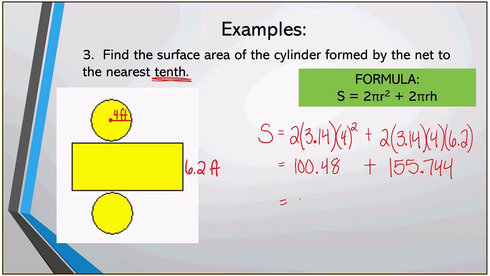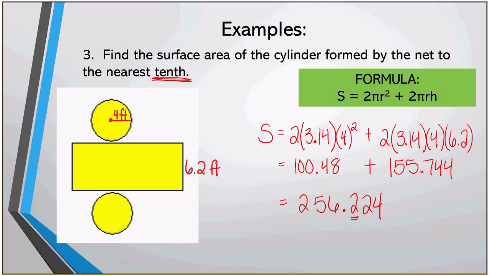So I'm going to write the long answer here. When I add them together, I get 256.224. This is the 10th place. 10th, not tens place. Okay, this is the tens place. We want the 10th. It's the first spot after the decimal.